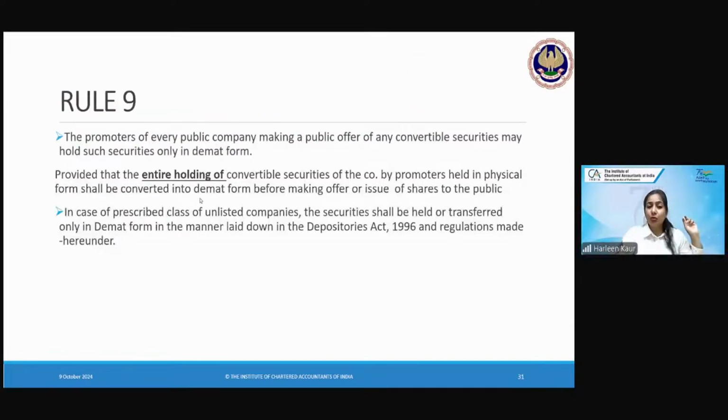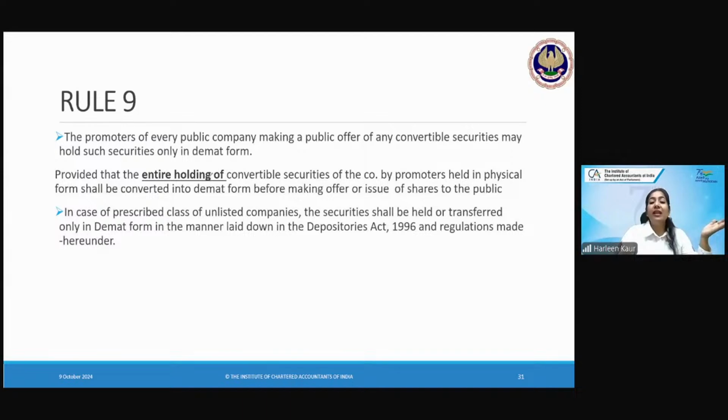So Rule 9 tries to tell you that any promoter of the company making a public offer shall convert its securities. Every director, promoter, KMP of a company, whenever they want to sell in unlisted public companies. Listed public companies already have the securities in demat form. SEBI rules are very important and they have to follow them. So listed companies will have to follow whatever SEBI says. For unlisted public companies, Section 29 applies.